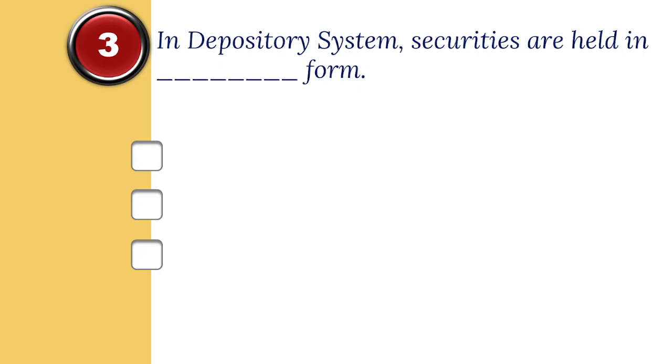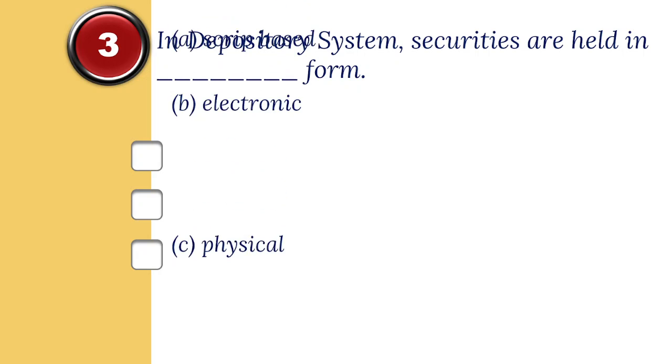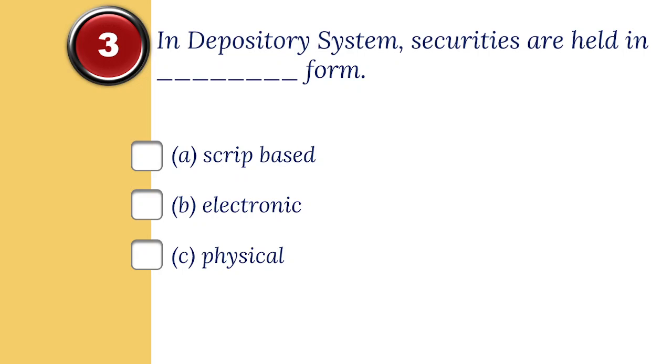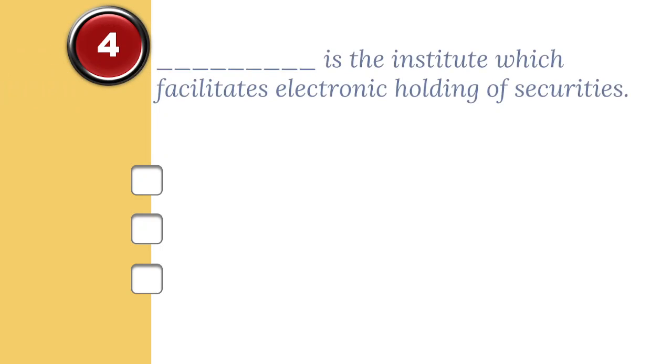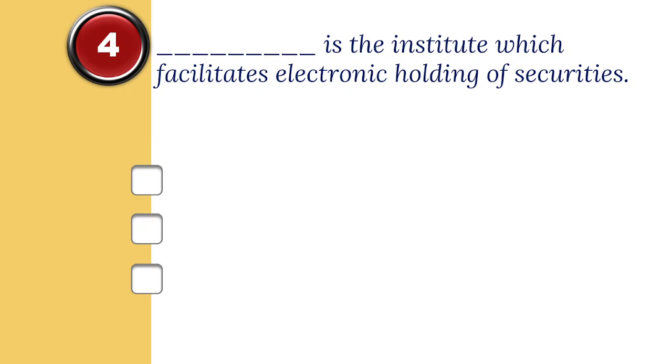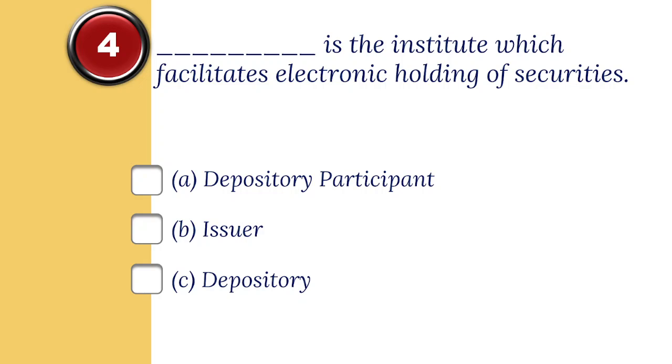3. In depository system, securities are held in dash form. The options are A. Script-based, B. Electronic, C. Physical. And the correct option is B. Electronic. 4. Dash is the institute which facilitates electronic holding of securities. The options are A. Depository participant, B. Issuer, C. Depository. And the correct option is C. Depository.